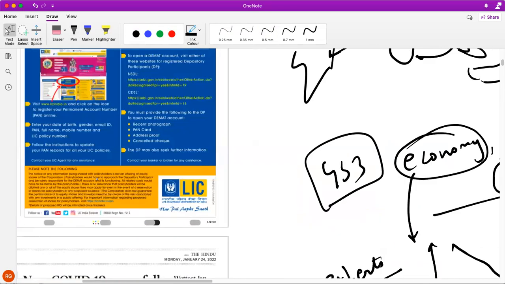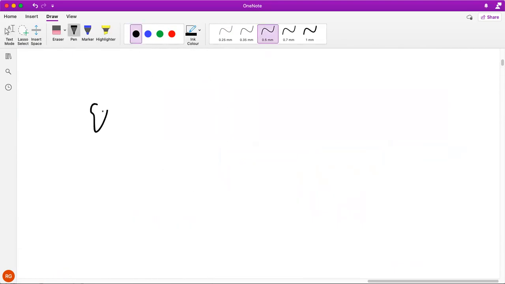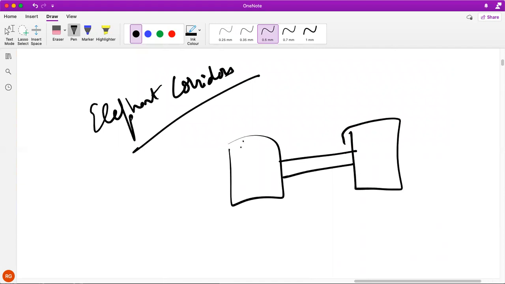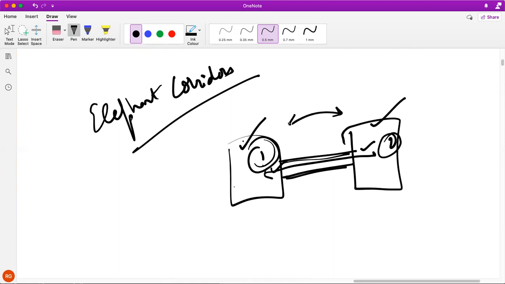Now, corridors. Elephant corridors. All right. So now, what are elephant corridors? See, in plain meaning, it connects two elephant reserves. Elephant reserve one, elephant reserve two. It will connect two elephant reserves, and through this corridor, there can be free movement of elephants from reserve one to reserve two, or two to one. All right, to and fro movement.